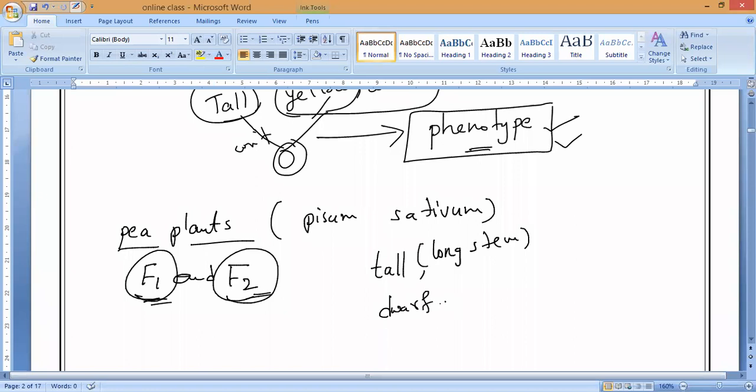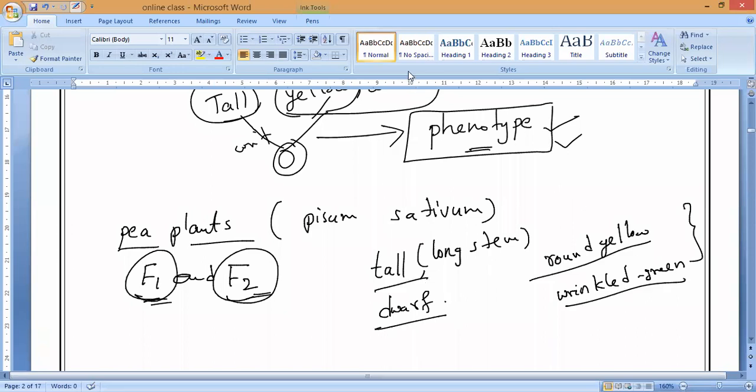Next, some pea plants produce round yellow seeds. Understand, everyone? Round yellow seeds. And in the same way, some pea plants produce what, guys? Wrinkled green seeds. So there is a lot of variation: tallness, dwarfness, round yellow, wrinkled green. Like this, we find different variations in the pea plants.